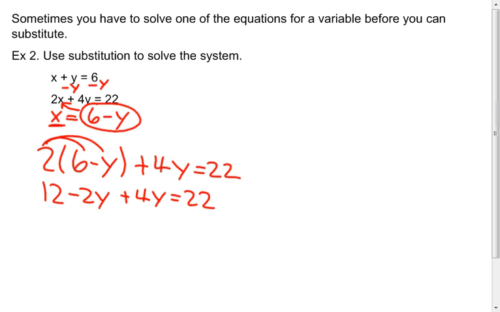I have like terms. Negative 2y plus 4y. I haven't done anything to the 12. I get a positive 2y. Now, I need to get rid of this 2, and I need to get rid of the 12. I'm going to get rid of the 12 first. Subtract 12 from both sides.